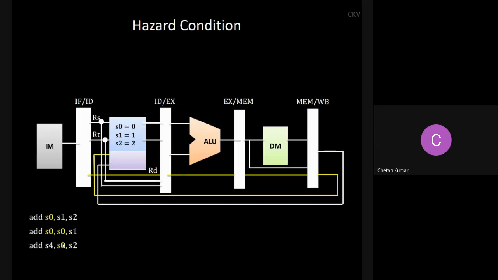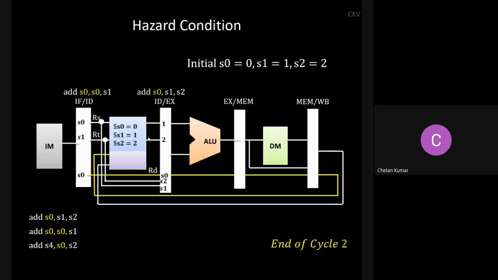Again, we'll analyze with the same example. At the end of clock cycle 1, the data related to the first instruction is available in the IF/ID register. Now, at the end of the second clock cycle, you have the ID/EX value to be stored. So S1 will be read as 1, S2 will be read as 2. Till this point, not an issue. And then it will calculate the value 3 and 4.